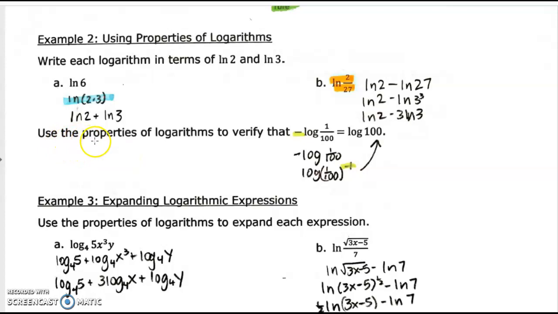And then the next question asks us to use the properties of logarithms to verify that negative log of 1 over 100 equals the log of 100. Well, remember, any coefficient will become a power. So a negative logarithm will become 1 over 100 to the negative 1 power. And a negative exponent just flips or takes the reciprocal. Remember, it does not make your term negative. So 1 over 100 to the negative 1 power would become the reciprocal of 1 over 100, which would just be 100.